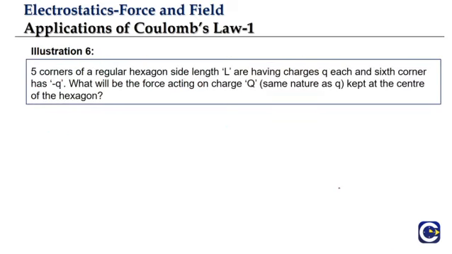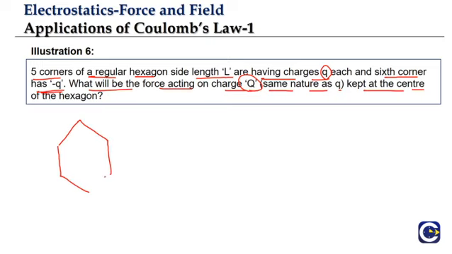So we'll do one problem on this. 5 corners of a regular hexagon of side length L have charges q each, and the 6th corner has minus q. So 5 of them have q each, and the 6th one has charge minus q. What will be the force acting on the charge capital Q, of the same nature as small q, kept at the center of the hexagon? So here, let us just draw the schematic. We have a hexagon, and this is a regular hexagon.